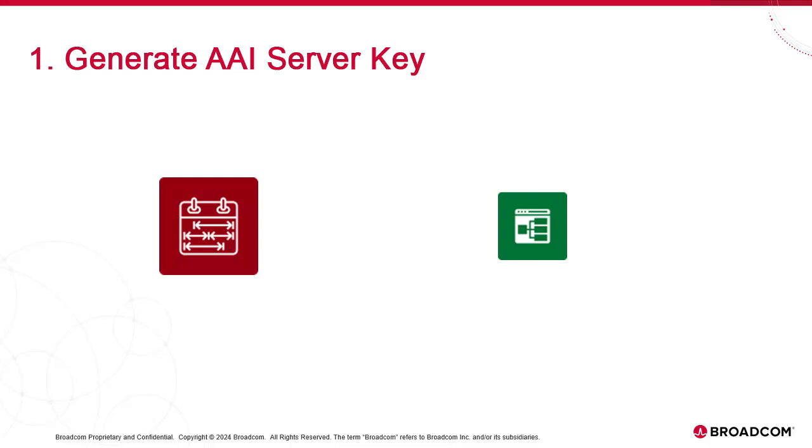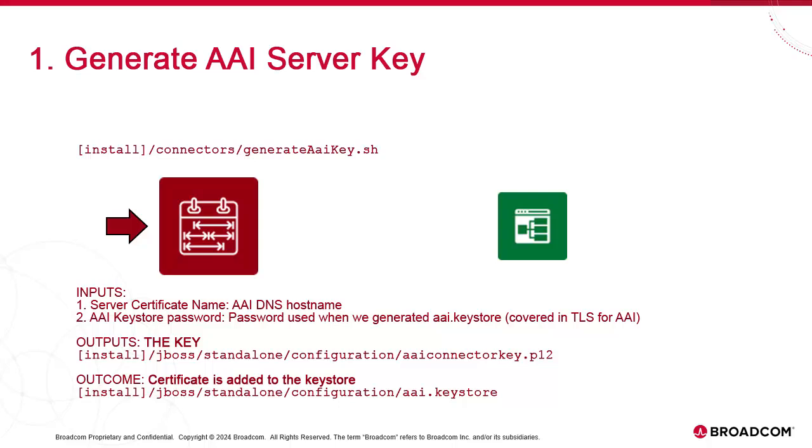Let's start with the first step. We have to generate the key which signs connector client certificates. We use the generate AAI key.sh script. This generates a certificate which gets added to the AAI key store which we created when we deployed TLS. The required inputs are the name of the certificate.